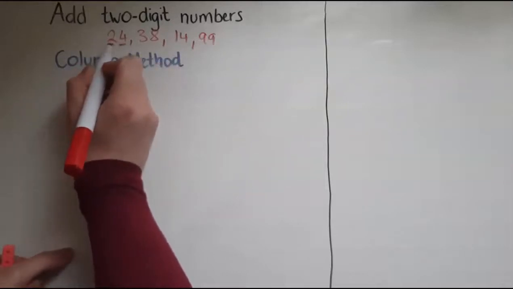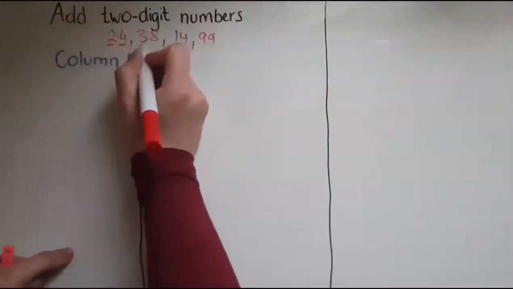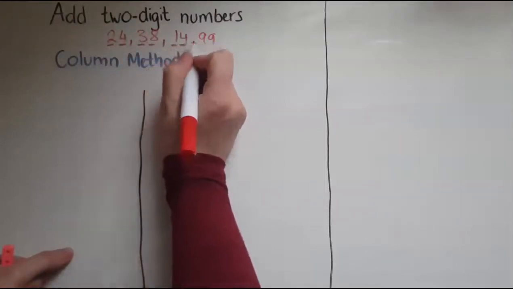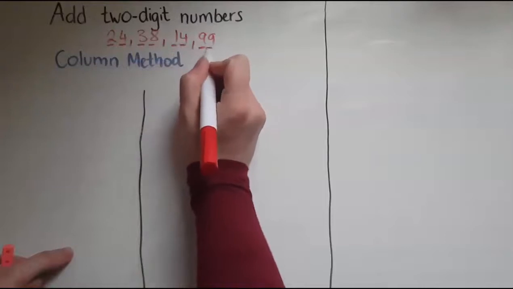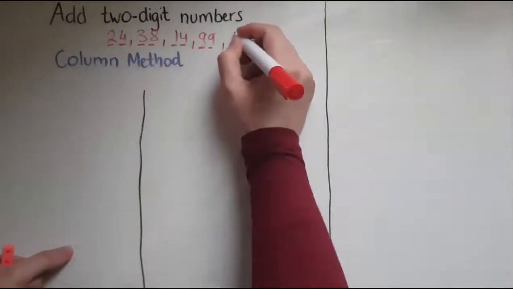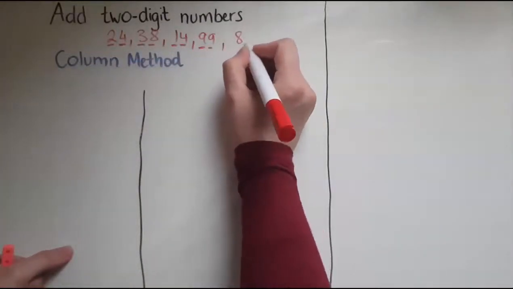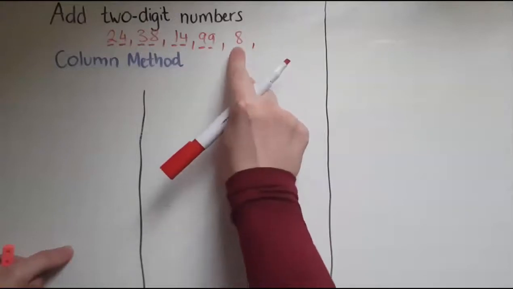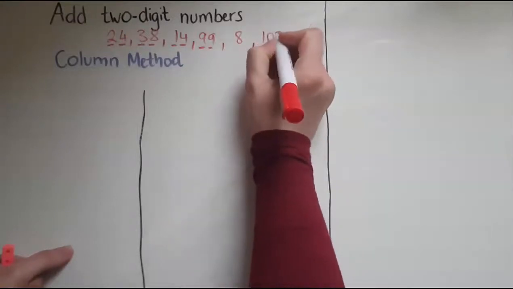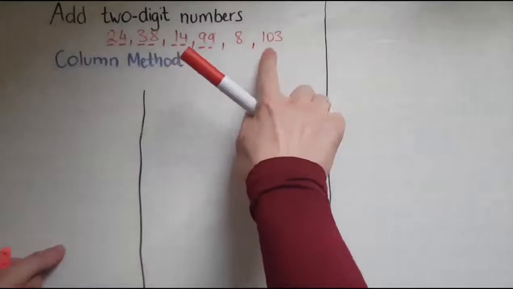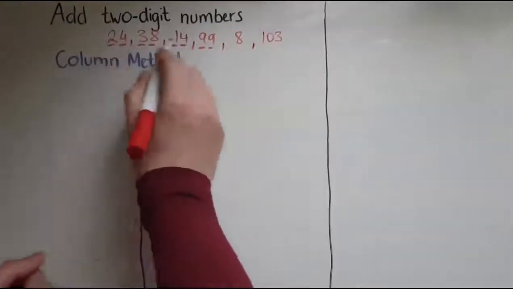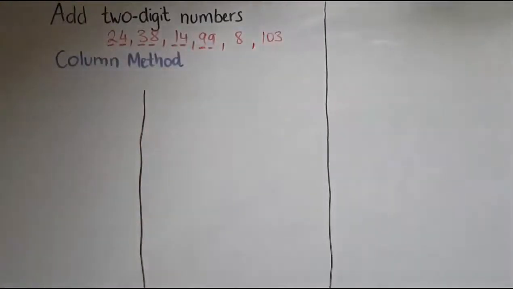So 24 has a 2 and 4, 2 digits. 38, that's 3 and 8. 14 is 1 and 4. 99 is 9 and 9. Whereas 8 is a 1-digit number because it has just 1 digit. 103 is a 3-digit number. So we'll focus on these ones, the 2-digit numbers.